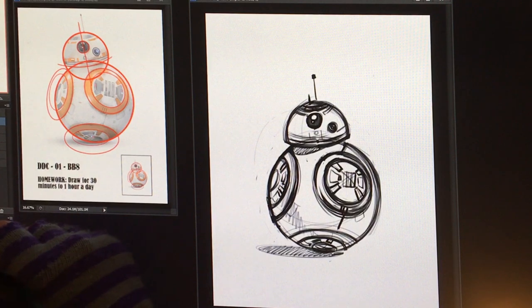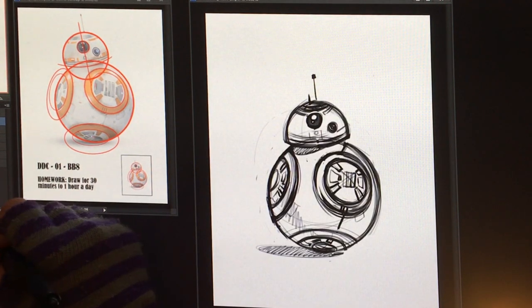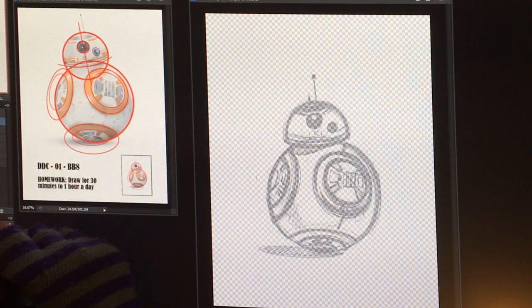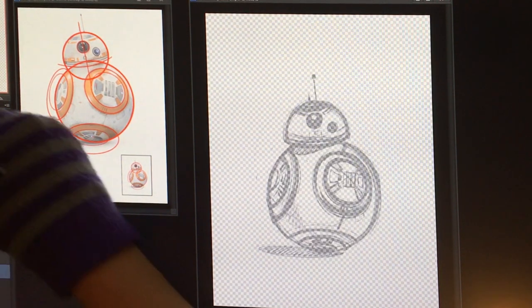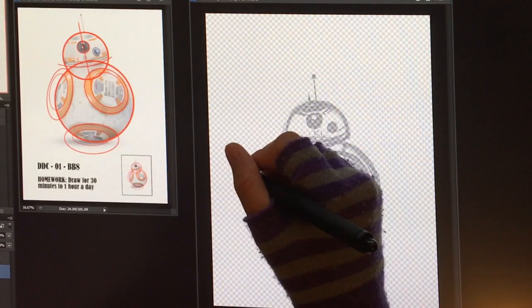If you want, you can tape your drawing to a window so that you can see some light coming through it and trace over it. That's what a lot of artists do. I'm kind of showing you how I do it.